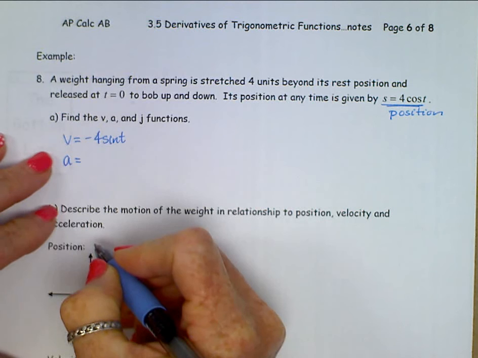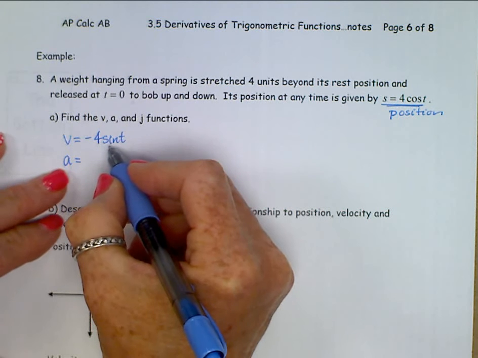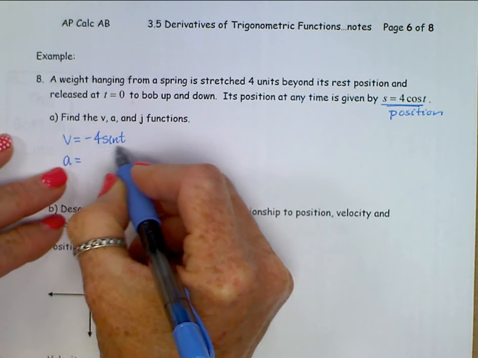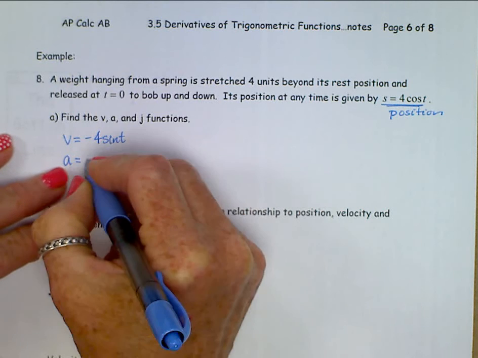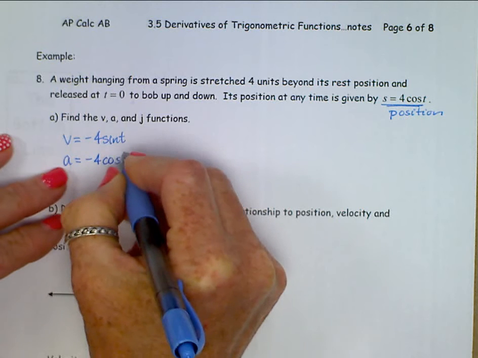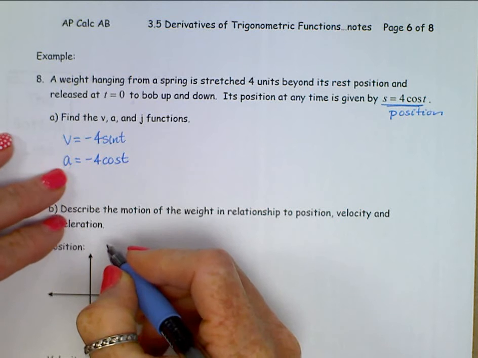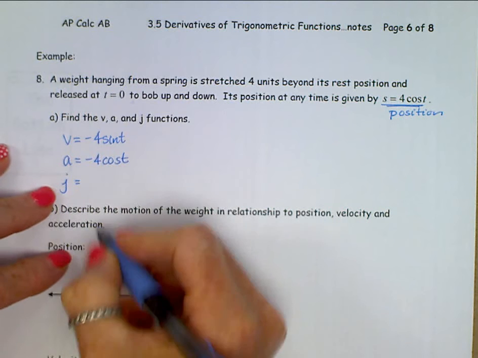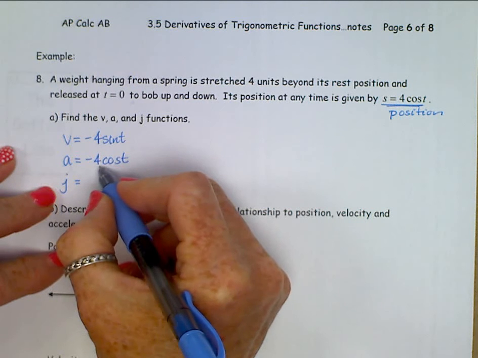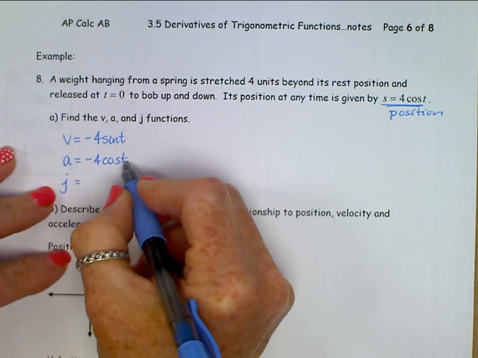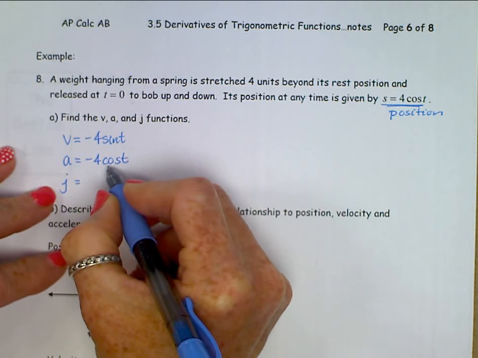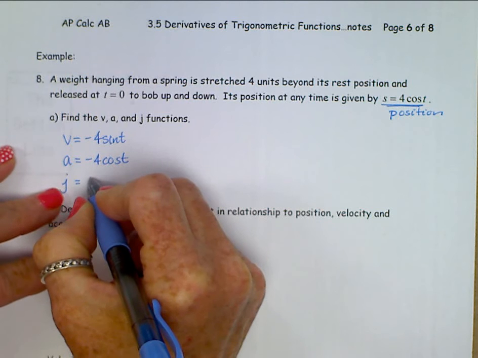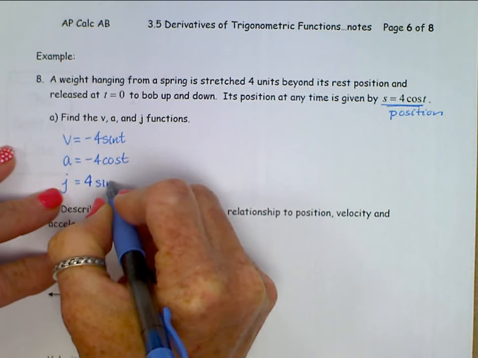Acceleration will be the derivative of velocity. So the negative 4 would come down, and then the derivative of sine is cosine. We have negative 4 cosine t. And the jerk function is the derivative of acceleration, so negative 4, but then the derivative of cosine is negative sine, so that would give us a positive 4 sine t.